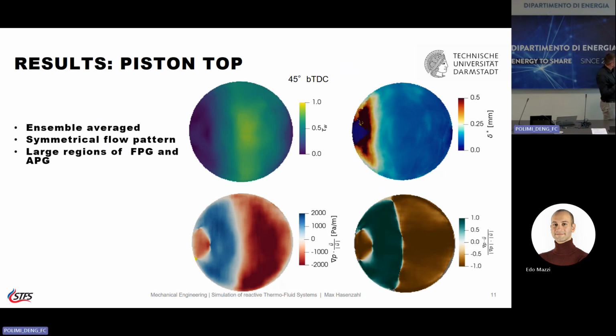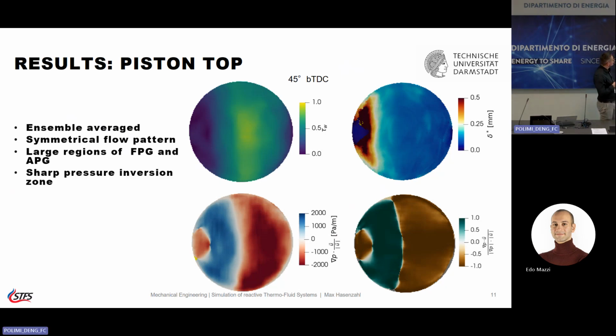We have large regions of favorable pressure gradient on the exhaust side and adverse pressure gradient on the intake side. And please note this is the detachment region, but this is not a reversal of the pressure gradient again, but this is when the flow direction reverses. So here you have really a reversal of the pressure gradient, here you have a reversal of the flow.